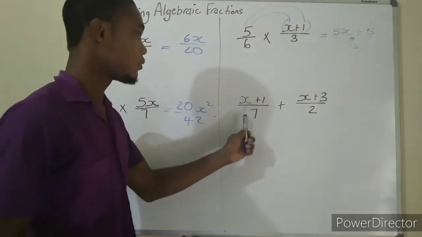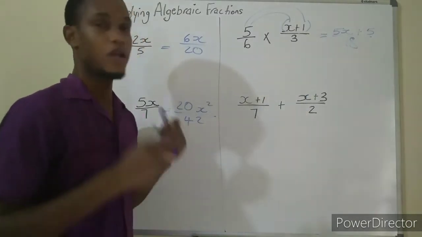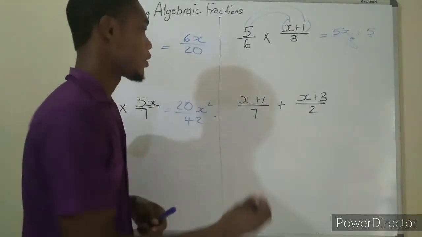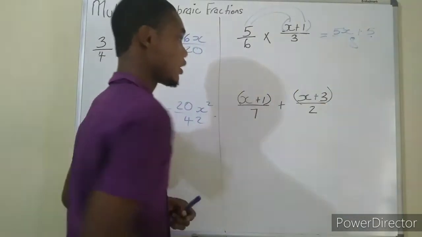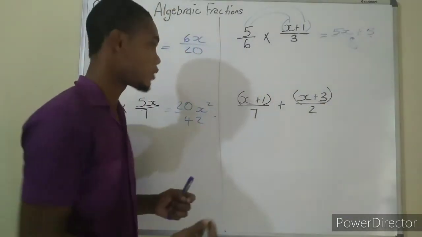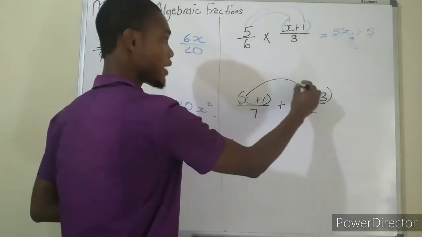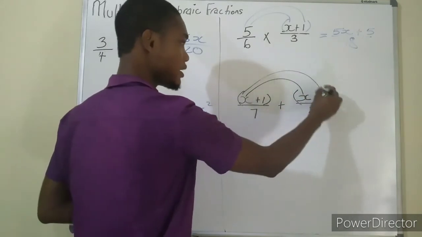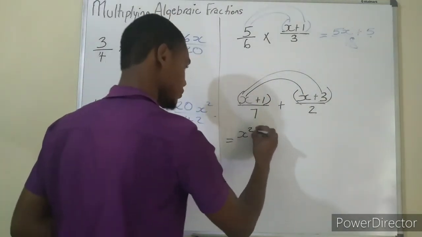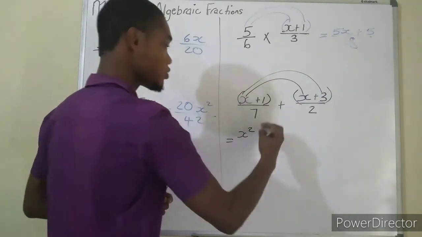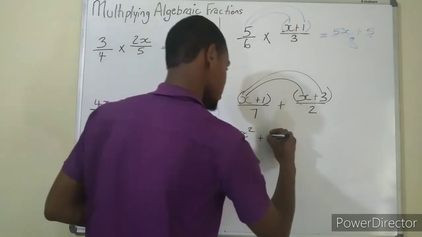x plus 1 over 7 times x plus 3 all over 2. Distributive property once again. So you can imagine that this is bracketed. Then you apply your distributive property in order to answer it. So it would be the x multiplied by both items in the bracket. So it's x times x to give you x squared. Then it's a plus 3, so you put back your plus, and 3 times x gives you 3x.